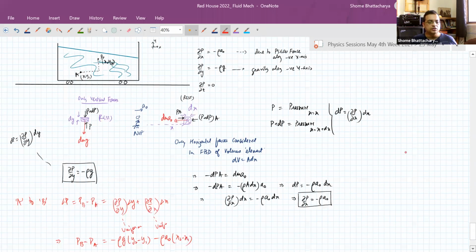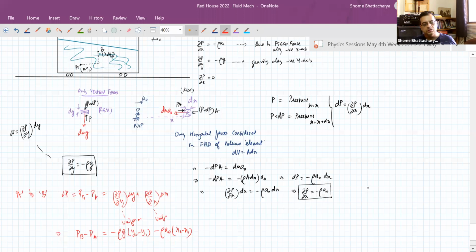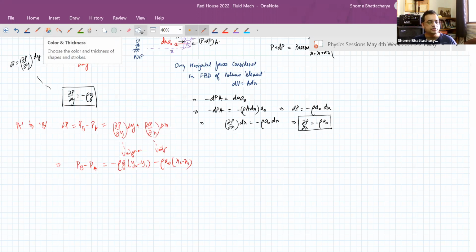Okay, so this also brings us to the whole idea that the angle of inclination for the top surface of the liquid with respect to the horizontal will be given by the familiar formula of tan theta equal to a by g, or in this case a naught by g, we can say.